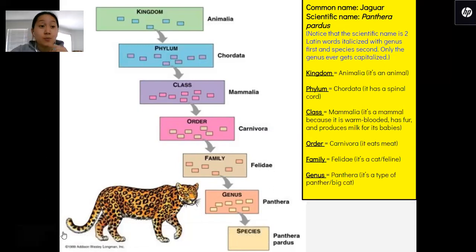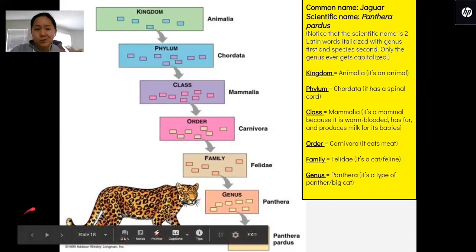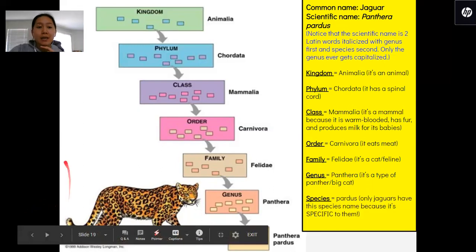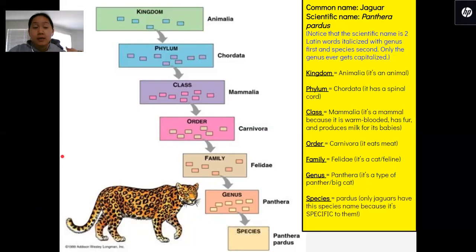We're going to say the genus is Panthera, or it's a big cat, right? There are cats of all different kinds of sizes, but telling me it's part of the Panthera genus means that it's a larger cat, right? It's not your typical house cat. And then you're like, okay, cool. Let's just work it all the way down to the species now. And it's Panthera pardus, which means that this specific organism, this specific species is called Panthera pardus because that is the genus and species added together. Only jaguars have this specific name of Panthera pardus because it is specific to them, right? Species specific, species specific.